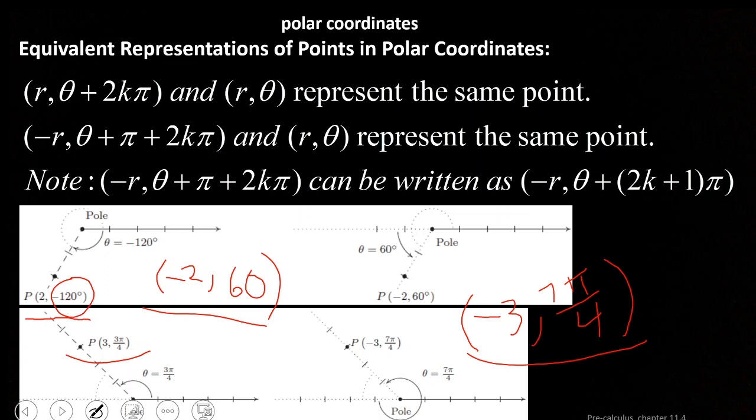So this is something that is different in polar coordinates. In the rectangular coordinate system, the ordered pairs are unique. They uniquely represent the points. But in polar coordinates, you can have an infinite number of ordered pairs representing the same point. All right?